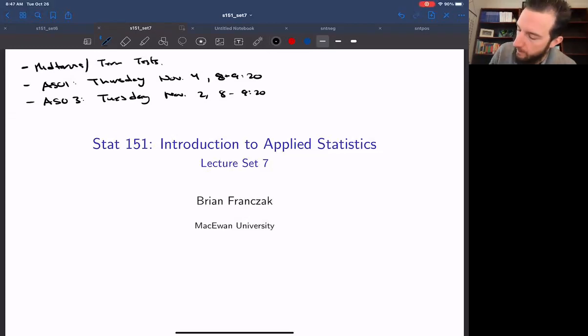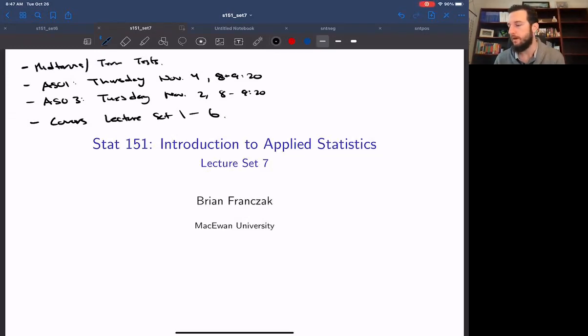The midterm is going to cover lecture set 1 through 6. Okay, so it's going to cover lecture set 1 through 6, which is assignment 1 to 3. So everything that we finished today will be on the midterm. So lecture set 7 onward, that's not on the midterm.